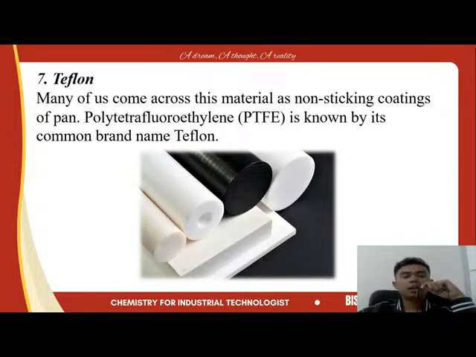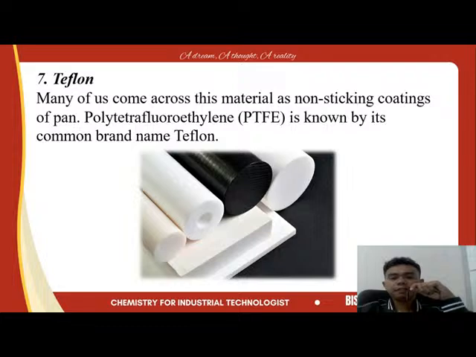Next to rubber is Teflon. Have you heard of that word, Teflon? Many of us come across this material as a non-sticking coating of pans. Polytetrafluoroethylene, or PTFE, is known by its common brand name, Teflon. But that's the actual name, polytetrafluoroethylene. However, we commonly know it as Teflon because that's the name used in the market.